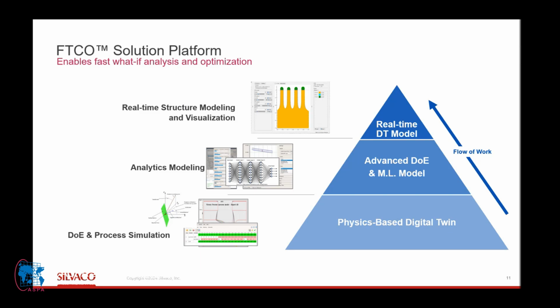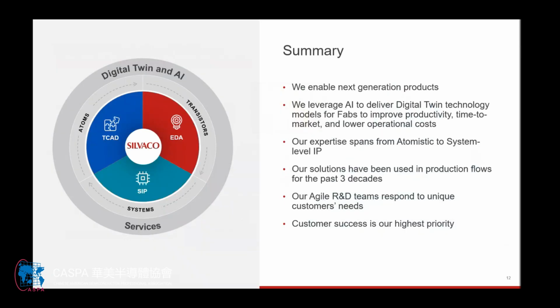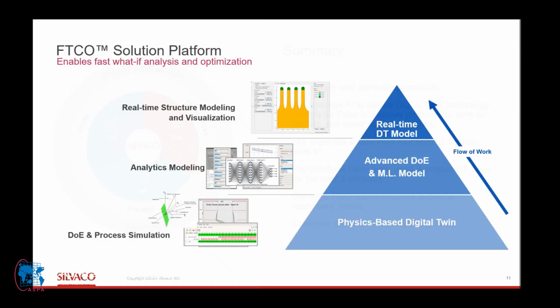Give you some feel for this, right? So where the data comes from: the data comes from design of experiments, process simulations, followed by modeling in ML AI. That enables you to do real-time, that's the key, real-time DT modeling, right? That's the flow of the work. So in terms of, yeah, I don't want to go to summary yet.